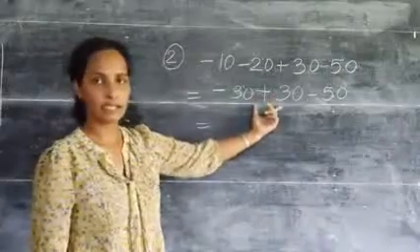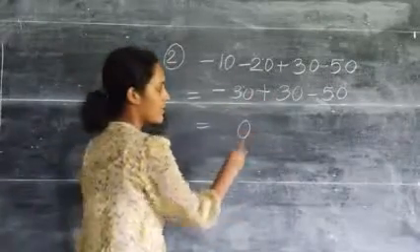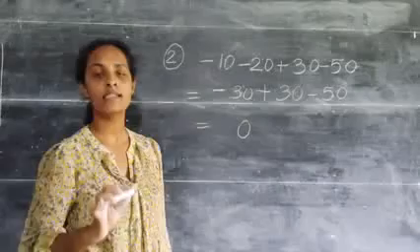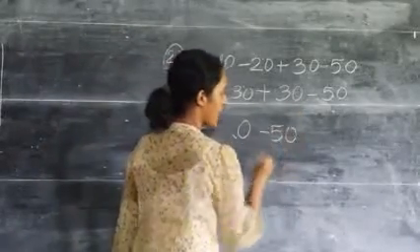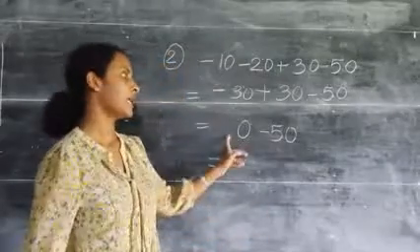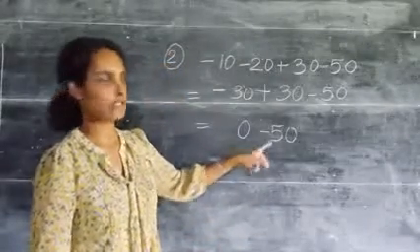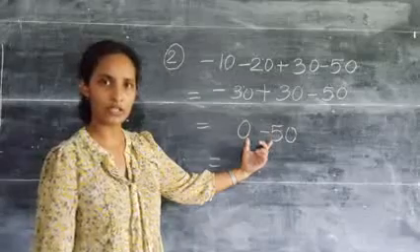So 30 minus 30, 0. Does 0 have a sign? No. So you don't put any sign for 0. Right? What is left? Minus 50 is left. Right? As it is. Right? Now look at plus, minus. Right? Plus, minus. And also, without any plus, minus also you can do this.